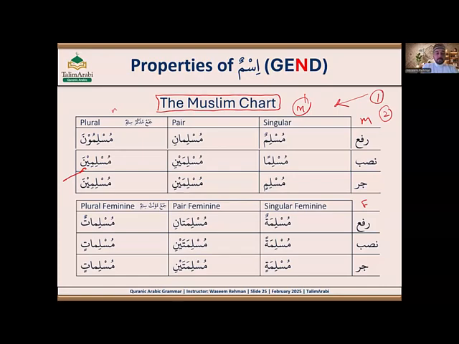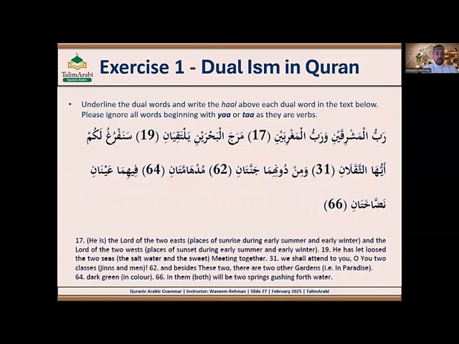All right, good. So let's move to the exercise. Underline the dual words and write the hal. So you have to do two things: find all the musanna in the text and also their status. Please ignore all words beginning with ya and ta. If any word starts with ya or ta, do not consider it because those are fail, or verbs, and we haven't learned them.